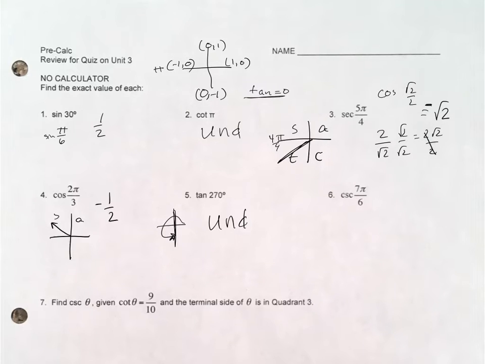Cosecant of 7 pi over 6. Pi over 6, we're dealing with really the sine of pi over 6, so we know that that's 1/2, but we got to flip it over, so it's 2. 7 pi over 6 lives right here, and we know that only the sine is positive here or here, so we know that that's going to be negative 2.